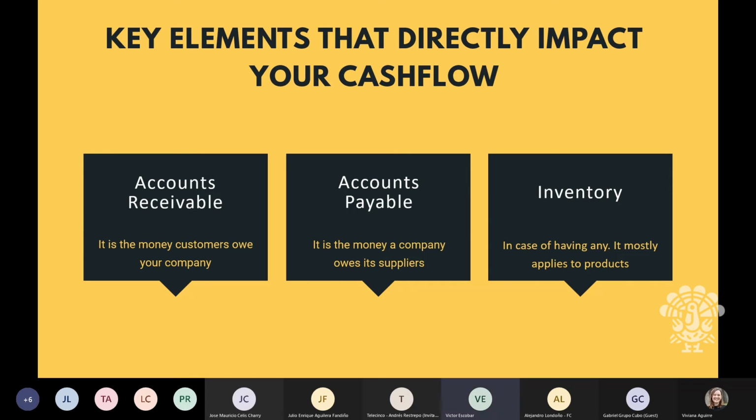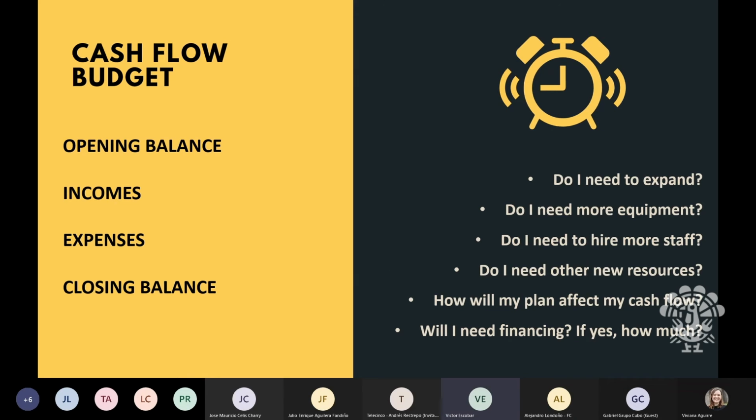And for this, we will see how to make a cash flow budget. In the cash flow budget, you will have 4 different aspects. You will have the opening balance, your incomes, the expenses, and your closing balance. This is recommended because it will help you check month by month what situation you have in your company, how you can improve, or if you are in a good position, what decisions you can make.